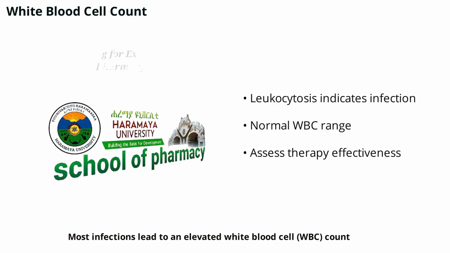Most infections lead to an elevated white blood cell, WBC, count, a condition known as leukocytosis. This increase results from the body's immune response, mobilizing granulocytes and lymphocytes to fight off invading microbes. The normal WBC range is between 4,000 and 10,000 cells per mm3. Monitoring WBC counts helps clinicians assess the severity of infection and the effectiveness of therapy.